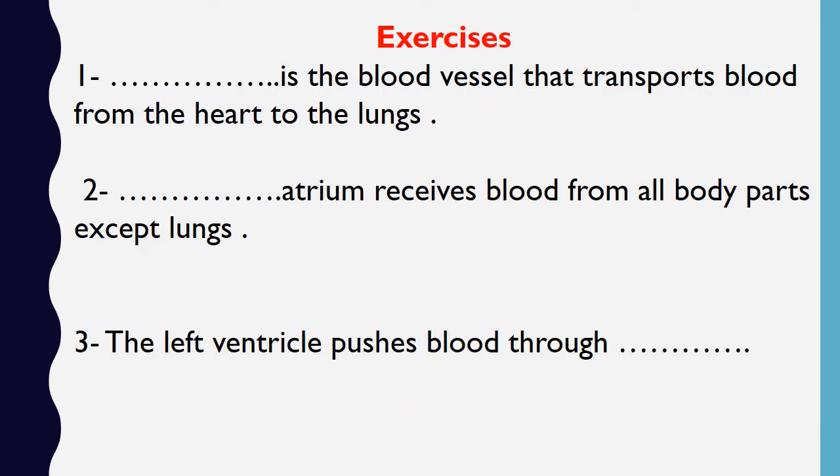Let's do these exercises together. Number 1, space is the blood vessel that transports blood from the heart to the lungs. It carries blood from the heart, so that means artery. Which artery? The artery which will carry the blood from the heart to the lungs, so yes, the pulmonary artery. Number 2, space atrium. Which atrium? Right atrium or left atrium? It receives blood from all body cells. All body cells, that means this blood is rich in carbon dioxide. So it's the blue atrium. So it's the right atrium.